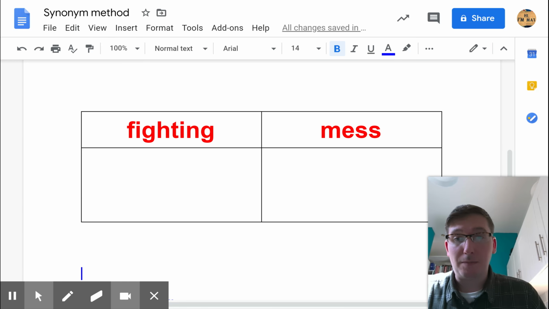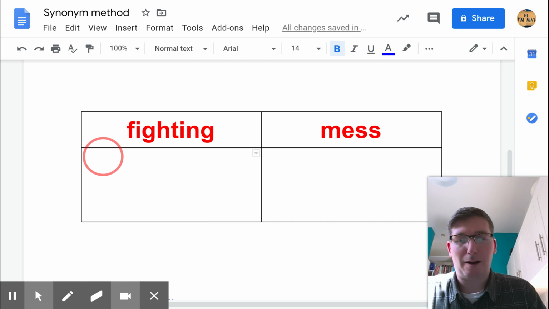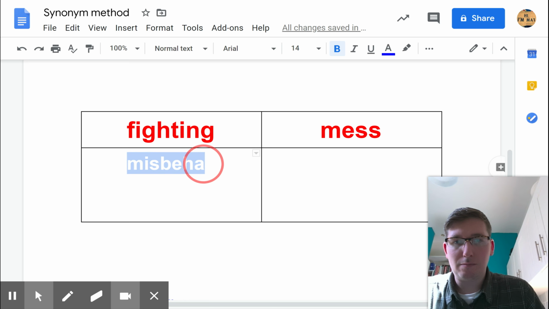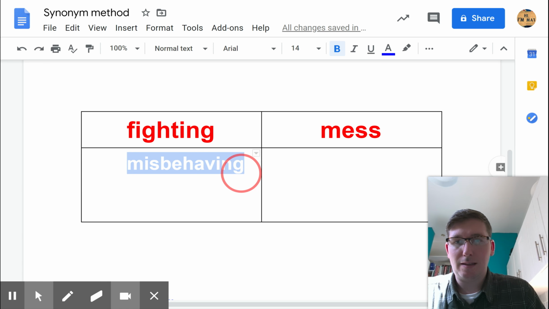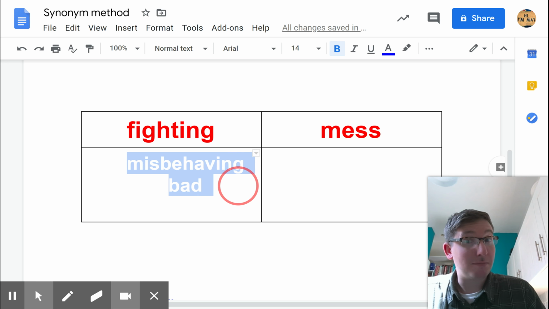So fighting, you need to think to yourself, right, what else comes to mind when I think fighting? So I've done a few examples that I'm going to reveal to you now. I think fighting, gut reaction. I think misbehaving. I think if you're fighting, you're not behaving yourself. I also think it's bad. It's bad to fight.